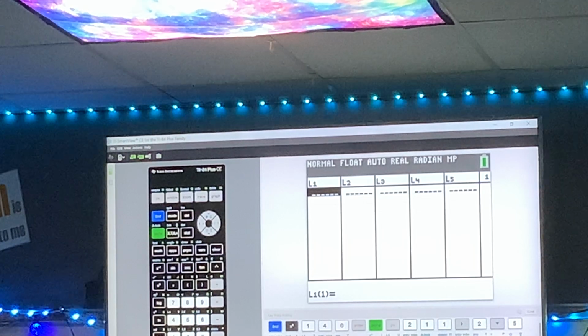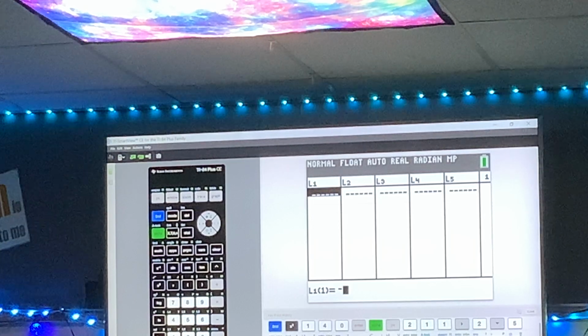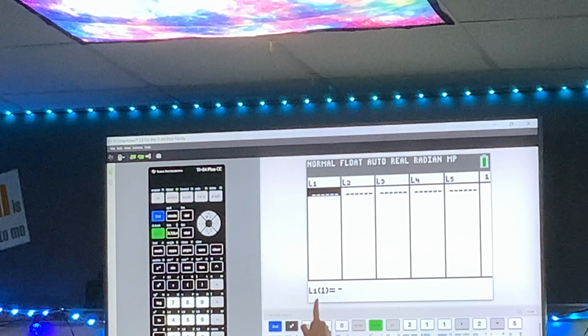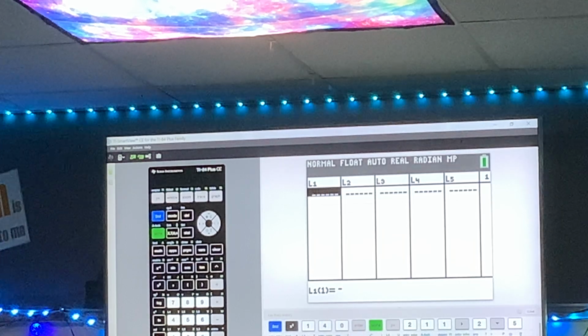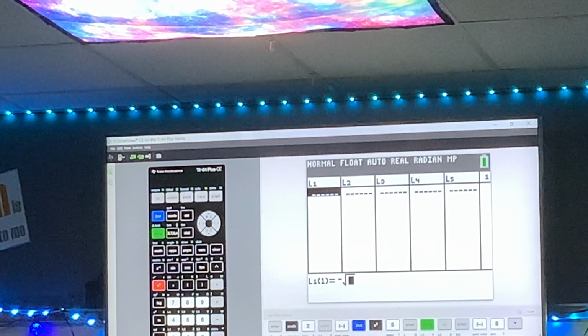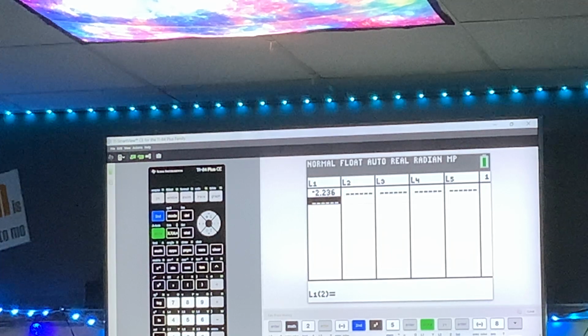So here we go. We're going to use the numbers we just did. We're going to do negative square root of 5. So type negative. Do you see? You don't see anything in the box. It's typing it down here at the bottom. Square root. So I'm going to hit second, x squared, and I'm going to hit 5. And you're going to hit enter.